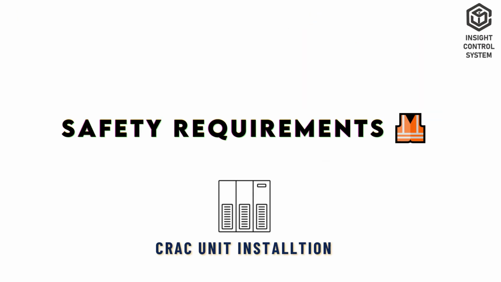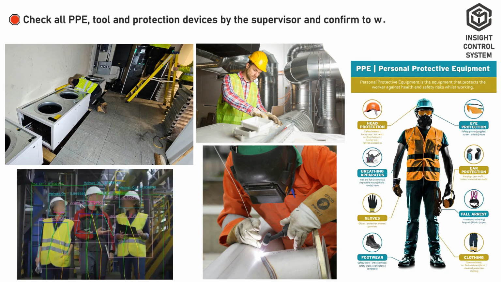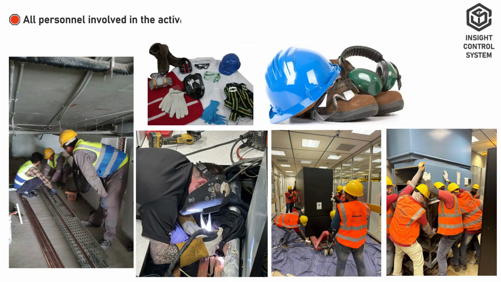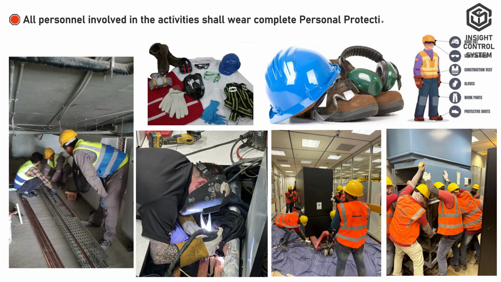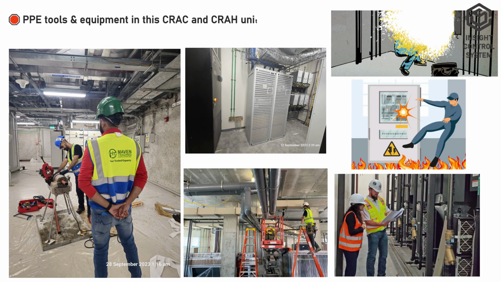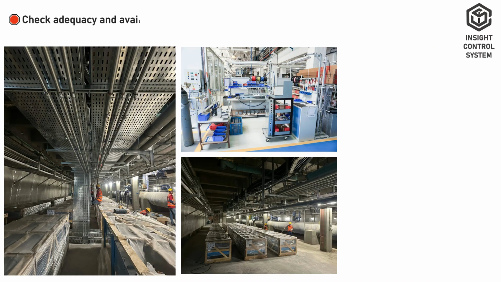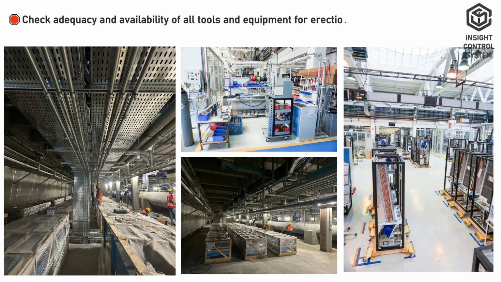Safety requirements. The supervisor checks all PPE, tools, and protection devices and confirms workers' awareness at the time of work commencement. All personnel involved in the activities shall wear complete personal protective equipment in accordance with the safe work requirements. PPE, tools, and equipment in this CRAC and CRA unit system shall be inspected prior to starting work to prevent any incident. Check adequacy and availability of all tools and equipment for erection and installation activities.